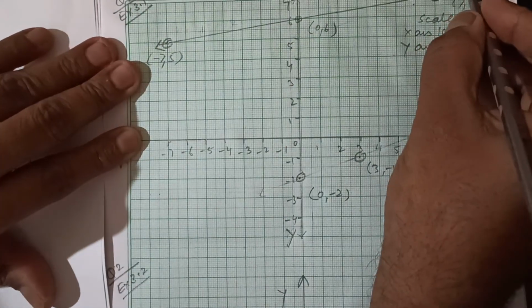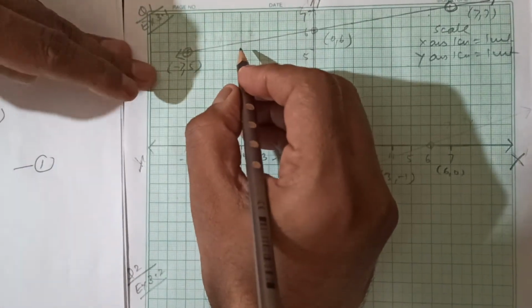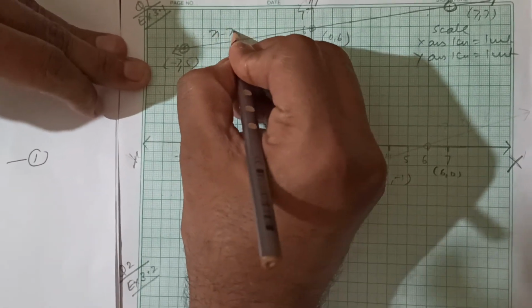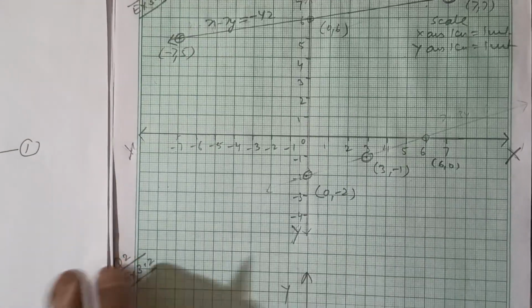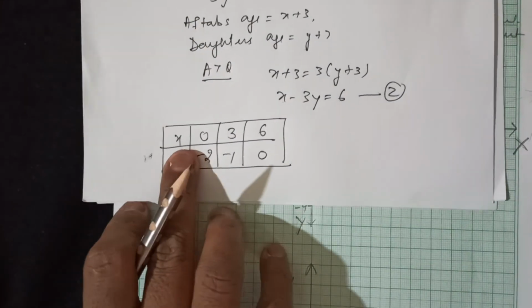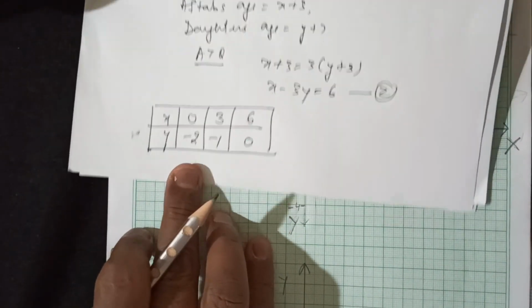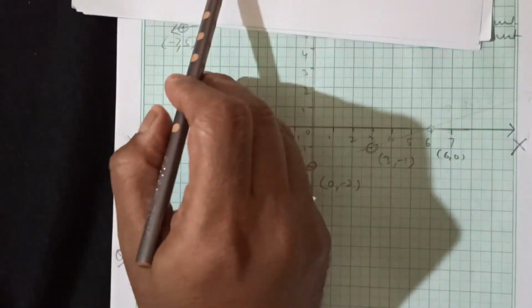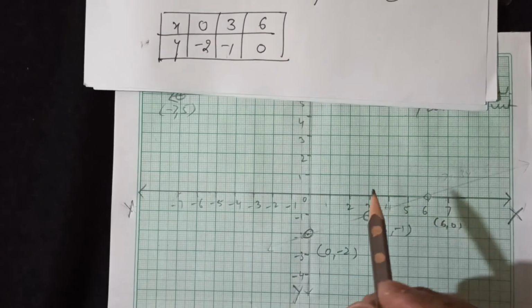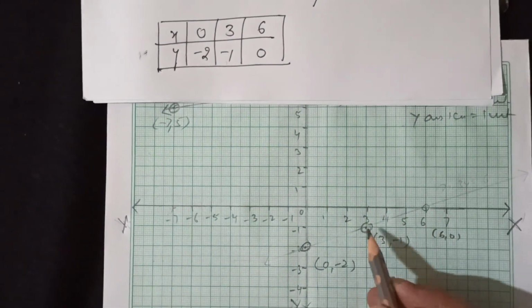We put arrows on both sides and write the equation x minus 7y is equal to minus 42 on the top of it. Now we draw the second table with x is 0, y is minus 2. X is 0, y is minus 2 is here. X is 3, y is minus 1. X is 3, y is minus 1 over here.